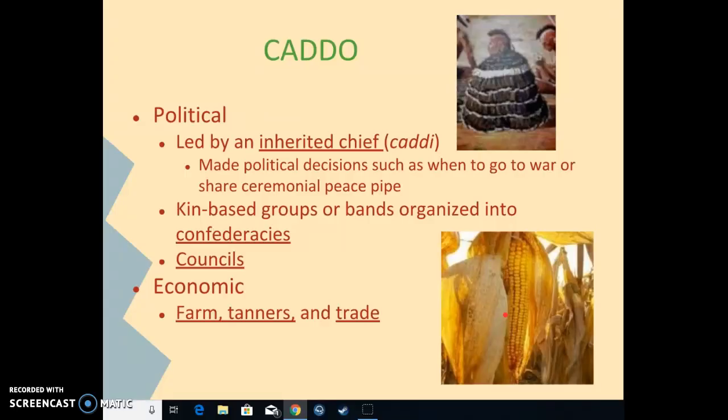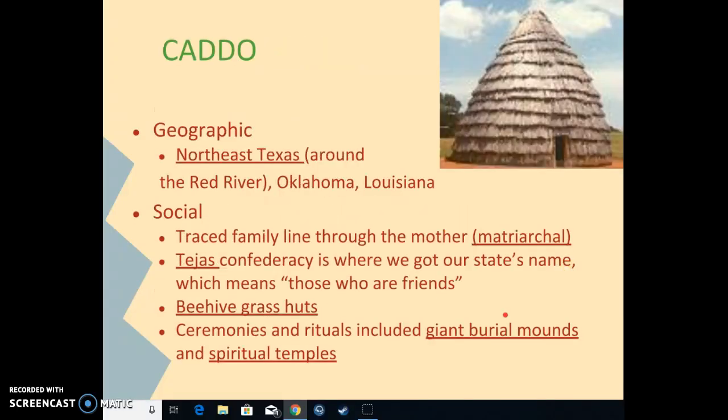They built some of the largest burial grounds. The Caddos were Mississippian tribes, and they built burial grounds that can still be seen today. They look like little hillsides. They banded together in kin-based groups or organized in a confederacy, led by a council of great men. And of course, they were tanners, and they believed in trade. They traded very far up, all the way into the Ohio River Valley area.